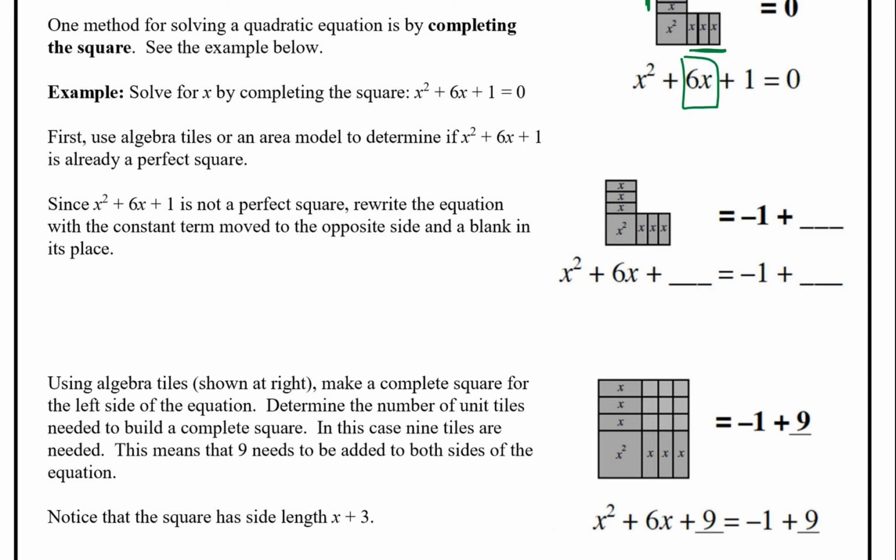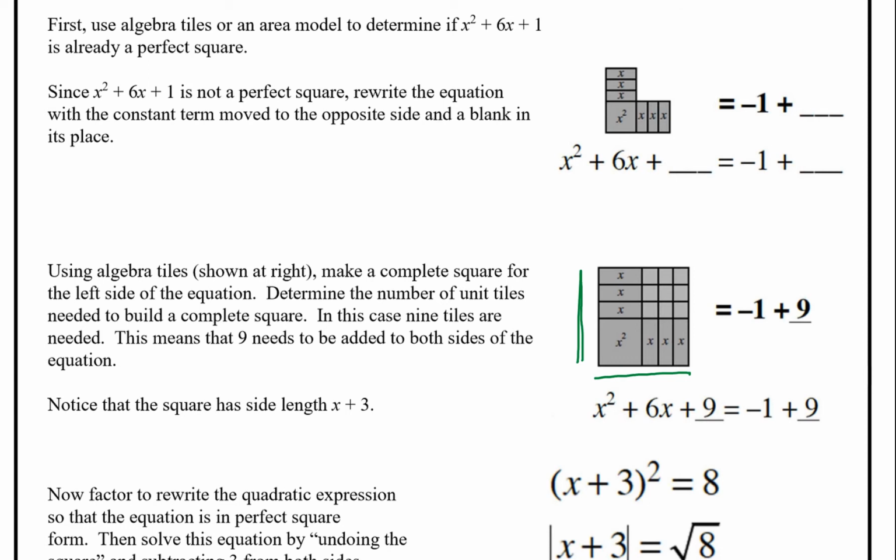Notice now that since this is a square, right, it's an x plus 3 times an x plus 3. That's why we can rewrite this as x plus 3 quantity squared. And on the other side, it was a negative 1 and then plus a 9, so we write that down as root 8. So again, it would be silly to walk around with a box of algebra tiles all the time, but this is just to help us visualize what we're doing.